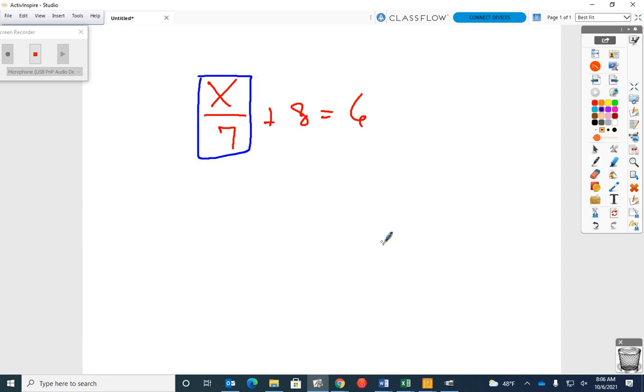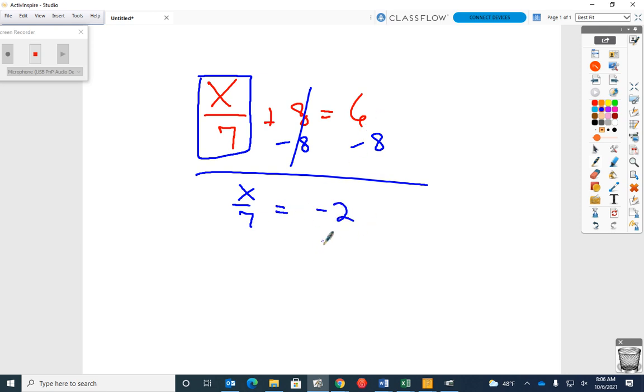Now, when I look at this box, what's outside of that box? Everybody look outside. What's outside that box? A plus 8. How do I get rid of a plus 8? You minus 8 here, and you what? You guys should be writing this down. You minus 8 here. At least pay attention or pretend like you are. Okay? What happens to these? They cancel. What's left? X divided by 7 equals, what's 6 minus 8? Negative 2. Okay?